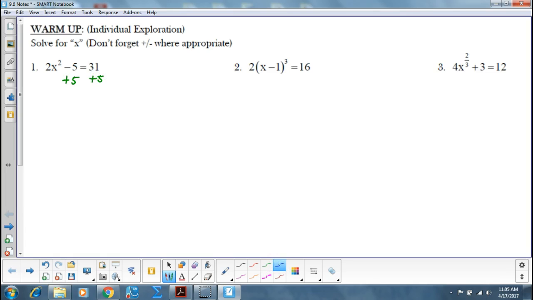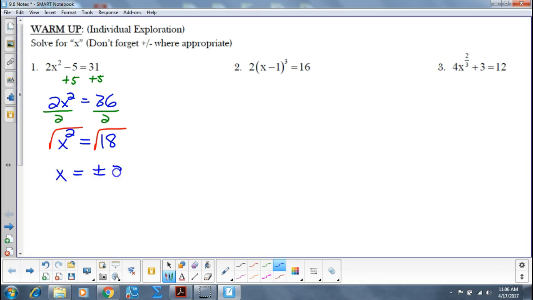And then that gives me 2x squared equals 36. Then I would divide both sides by 2. And that would give me x squared equals 18. Then I would square root both sides, and that would give me x equals plus or minus 3 times the square root of 2.